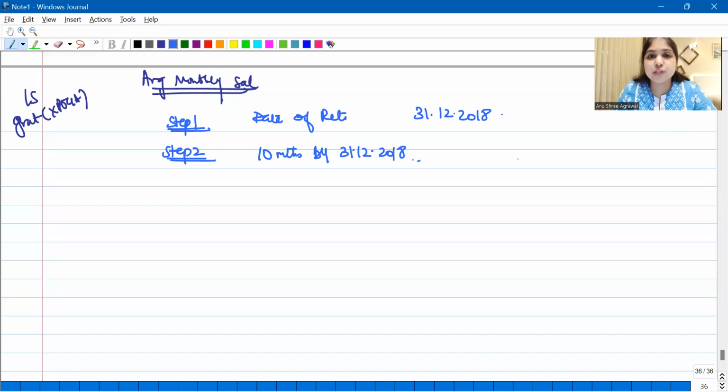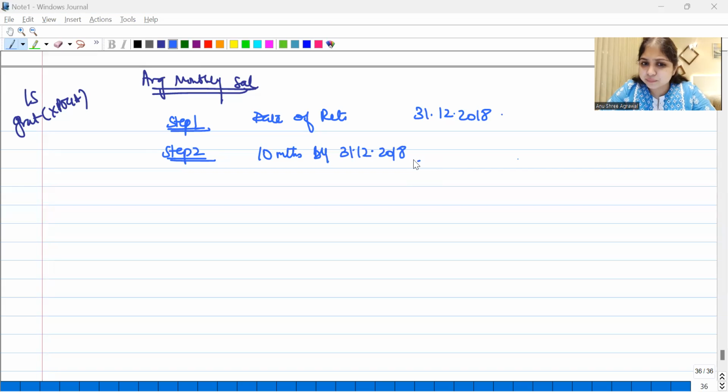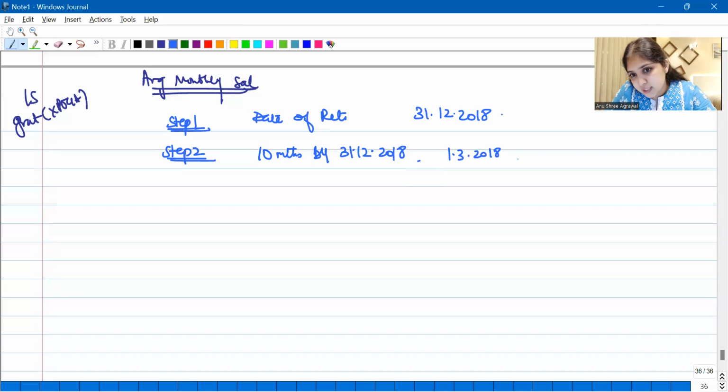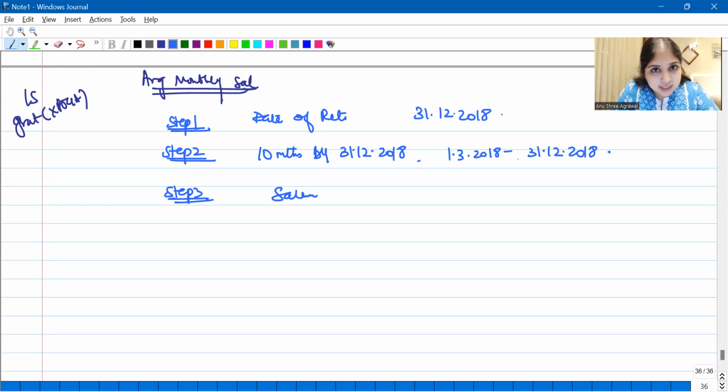Then you will check what is 10 months before 31st December 2018. This will start from 1st March, guys. 1st March 2018 to 31st December 2018. This is going to be your 10 months before retirement. Now comes step 3. For this period, you're supposed to calculate salary. How many components in salary? You will have 3 components: basic salary, DA forming part, and employee's turnover based commission.